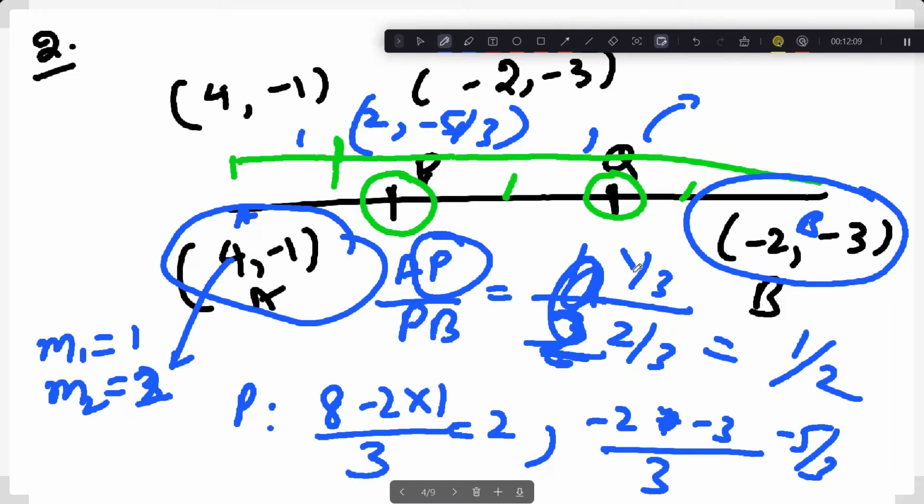Now similarly you have to find Q, this thing also. So now that you know P, you can find, there are a number of ways to find, but let's do the normal way only. So what is AQ by QB?